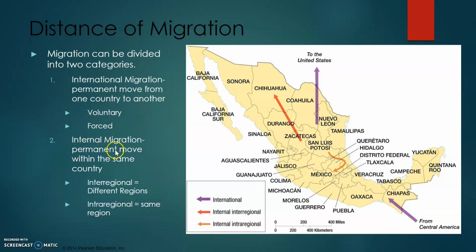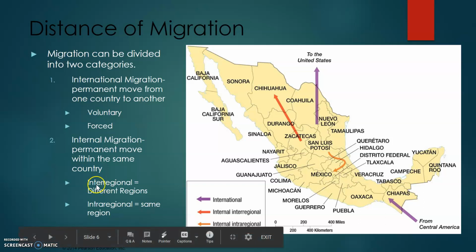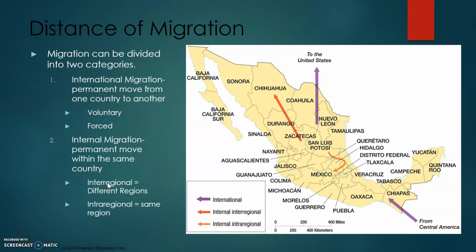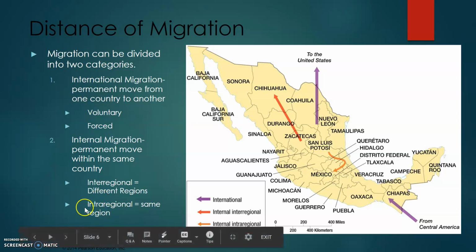The other thing here is internal migration. We have two different types, and this can be somewhat confusing. Look how it's spelled: interregional versus intra-regional. Inter, that prefix means between. So in other words, you're going from one region to another. You're moving from the southeast to the northeast. You're moving from California to New York. You are actually changing the regions within which you're moving.